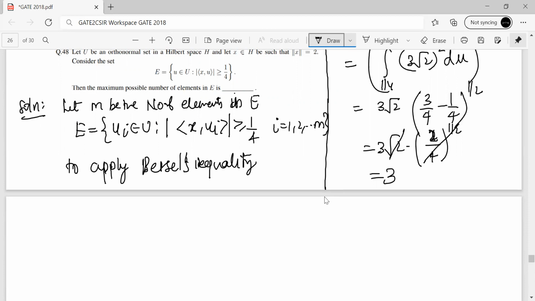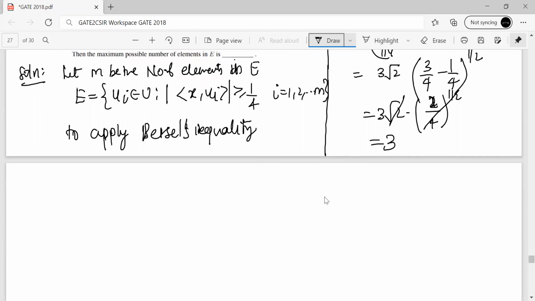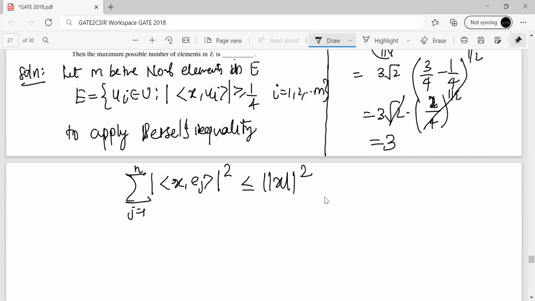Okay, I want to apply Bessel's inequality. What does Bessel's inequality say? If you have an orthonormal basis, summation of mod of inner product of X comma Ej, j runs from 1 to, you can take finite or infinite. Since we want a finite number of elements, we will take n. This square is always less than or equal to norm of X square. We want to apply this.